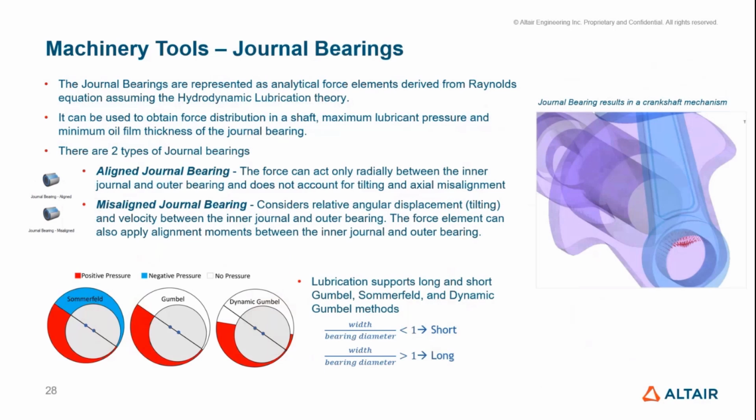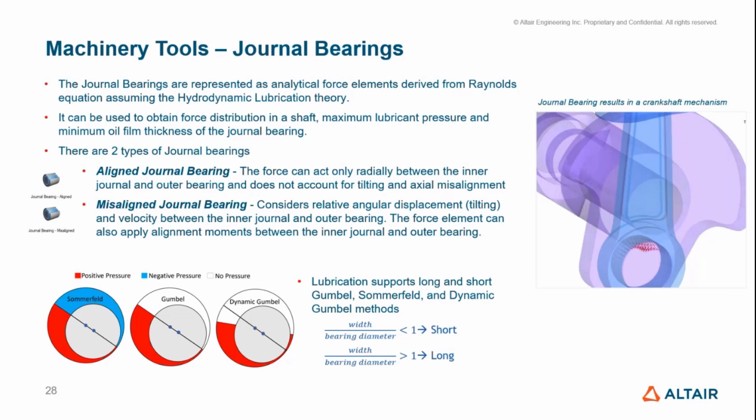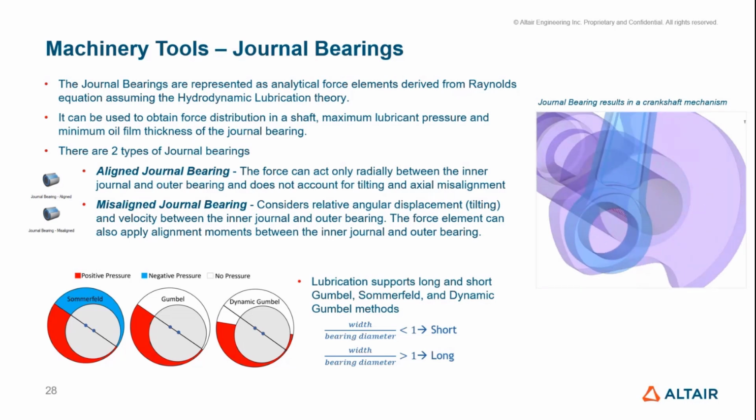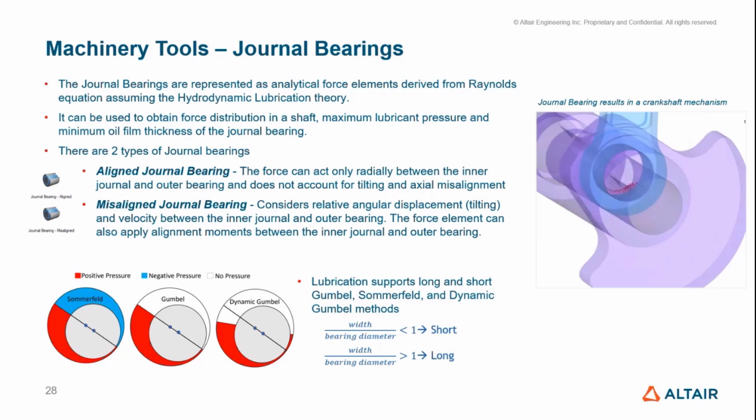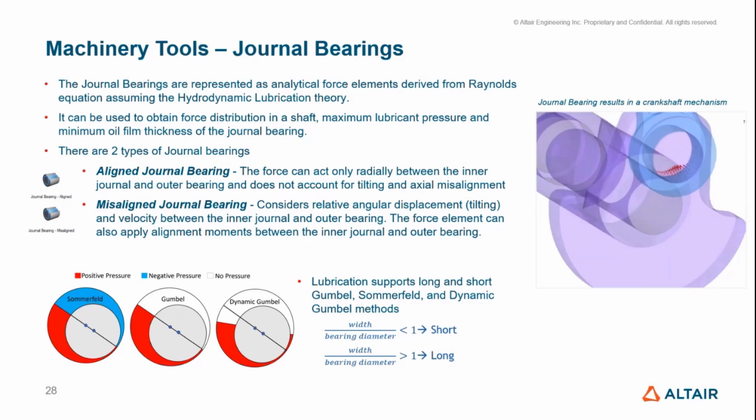Now, another bearing type that we have is a journal bearing that we include in the library. This journal bearing instead uses analytical forces based on the hydrodynamic lubrication theory. We have these three theories included in the model, and we are providing both aligned and misaligned journal bearings. The difference is that the misalignment accounts for the tilting and axial misalignment. And here you see an animation of a crankshaft that contains these journal bearings. You see here the load coming from the actuation of it.